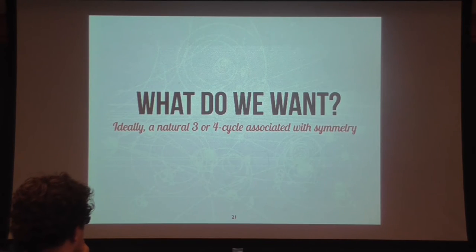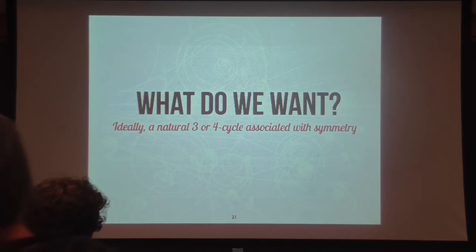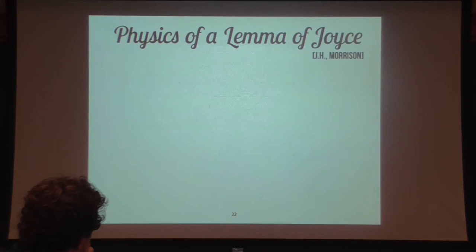Okay, so what we want to try to make manifest, for the sake of gauge symmetry, is this proposal of shrinking 3-cycles and 4-cycles. We want some natural 3-cycle or 4-cycle that is somehow associated with symmetry. And there's a lemma of Joyce that I originally thought was going to be the main part of the answer, but it's not. But when you learn why you're wrong, sometimes you learn why it's useful. And there really is something here that I think is really interesting.